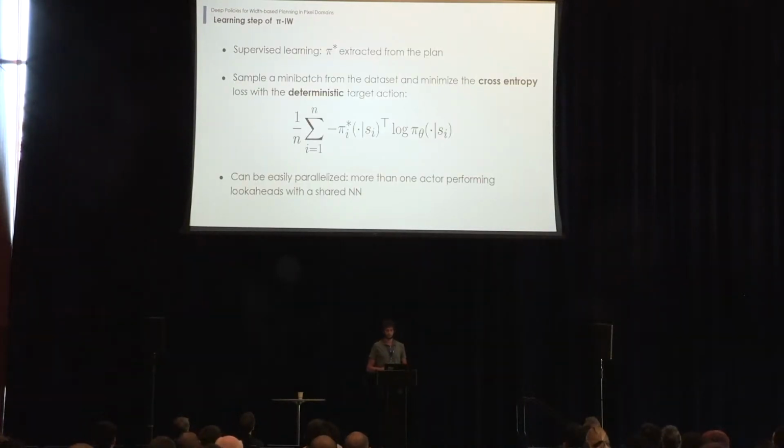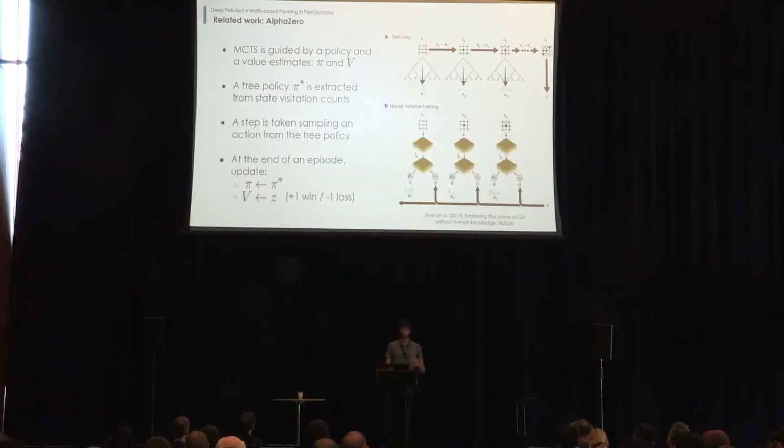So the learning step is basically supervised learning on this action executed at each step. More precisely, we sample a batch from this data set and minimize the cross entropy between the deterministic target action and our policy estimate. This can be easily parallelized by having more than one actor performing look-aheads and having a shared neural network. So probably you've seen this reminds you of AlphaZero, so let's see the differences.